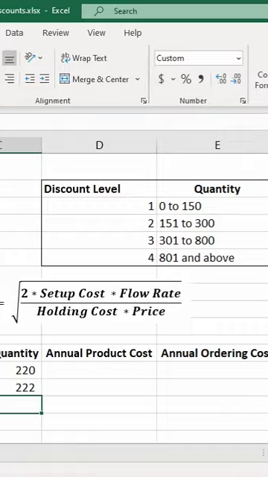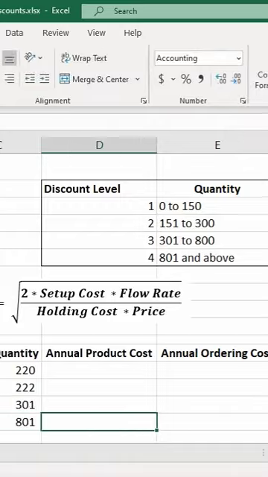those minimums here. So 301, enter 801, and tab to move to the right. Okay, now I can calculate the annual product cost. And this will be the annual demand multiplied by the item price at a particular discount level.